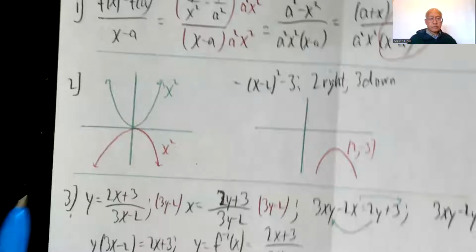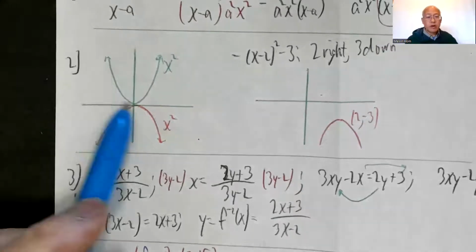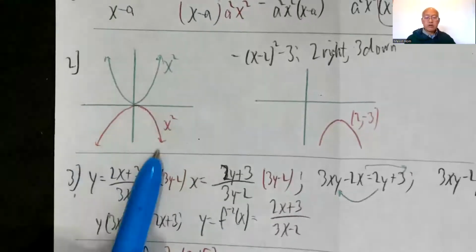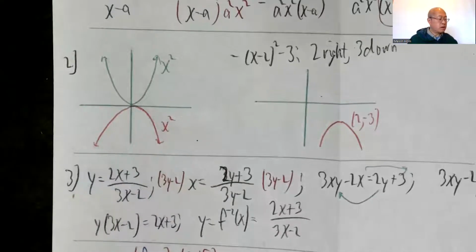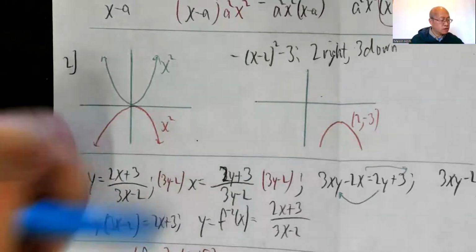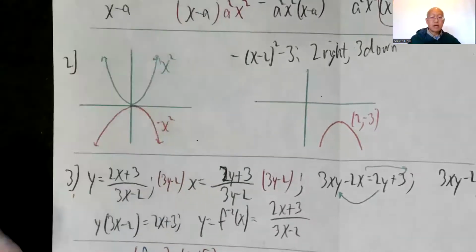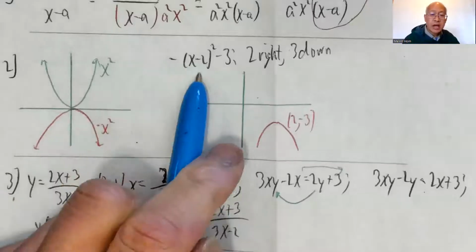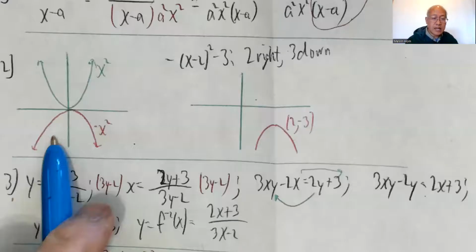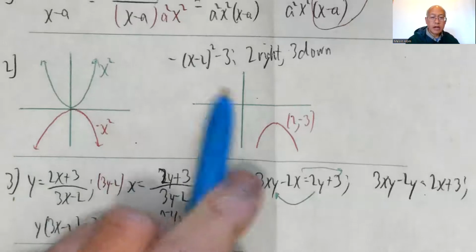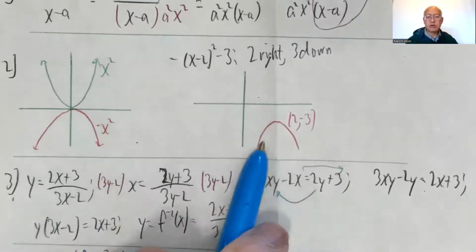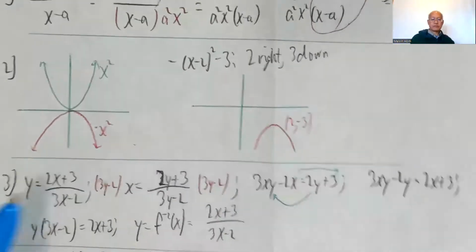Number 2: this is y equals x squared. This is y equals negative x squared. And then y equals negative (x minus 2) squared minus 3. I take this graph and move it 2 to the right and 3 down, so the vertex becomes (2, -3).